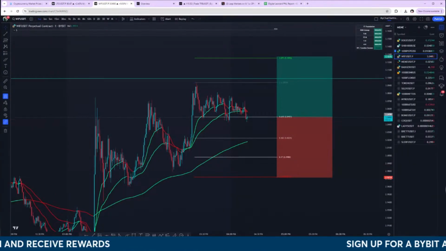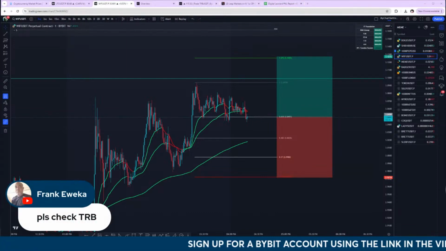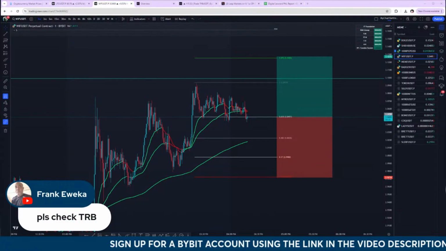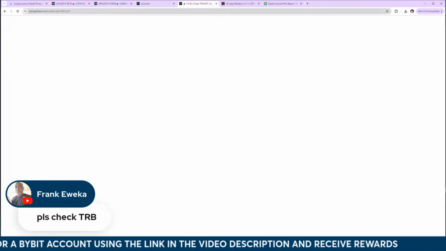I think I'm actually having challenges with the internet connection. That's why my TradingView chart is not loading up. Okay, please check ELX. All right, I'll check ELX right now for you.